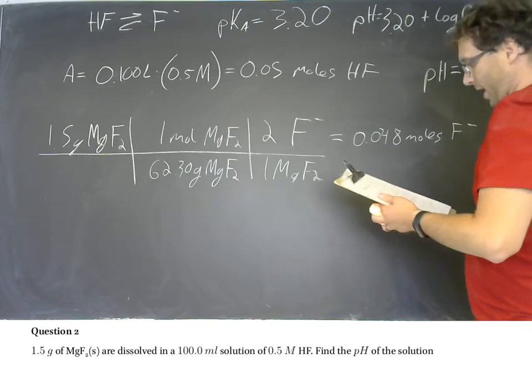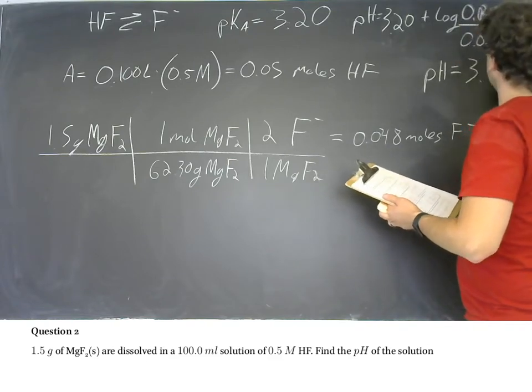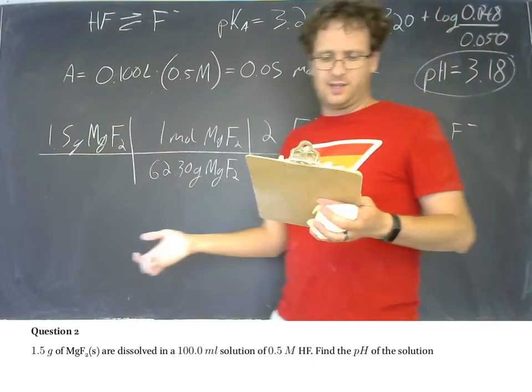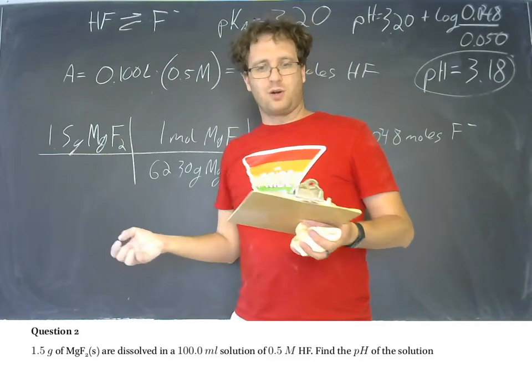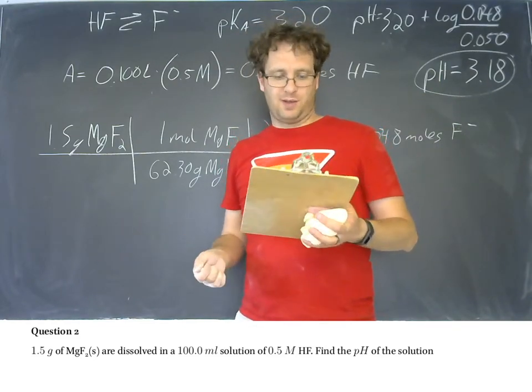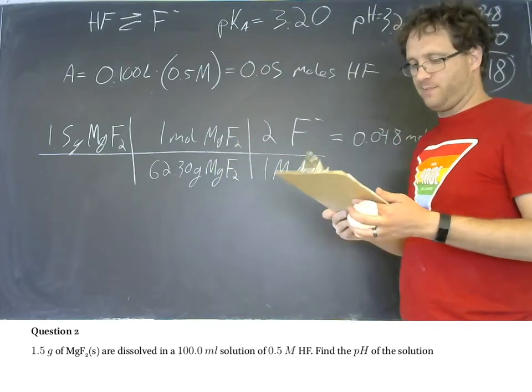Okay, so we end up with a pH of 3.18. Technically, you should only get 1 sig fig, I guess, for the hydrofluoric acid concentration, but I meant to give you more sig figs. That was just a mistake. So 3.18 is the sig figs we'll put on the key.